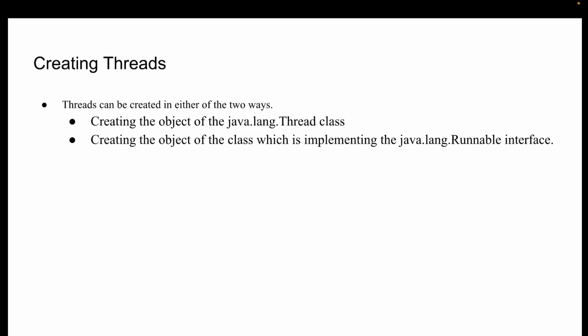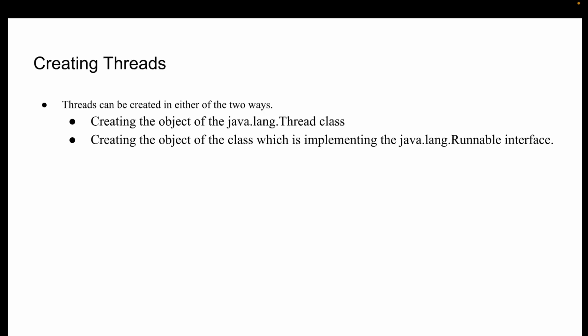So let's say you have one class created that implements the Runnable interface. You need to create the object of that class which is implementing the Runnable interface. We'll go over the code and see how you can create the threads. This is an important interview question as well.